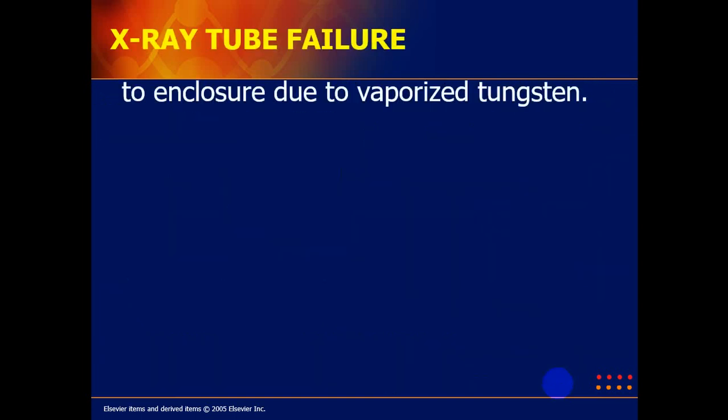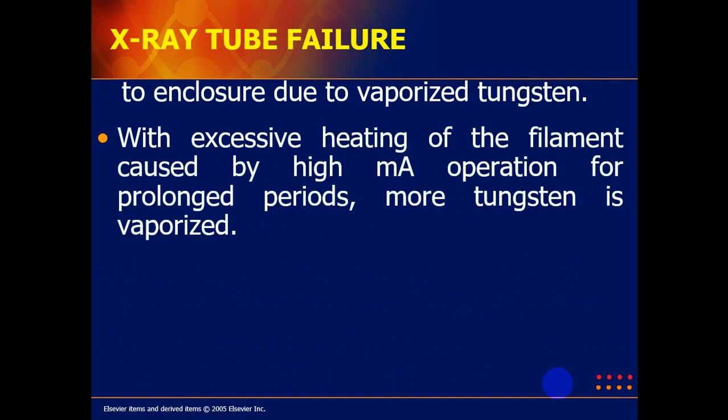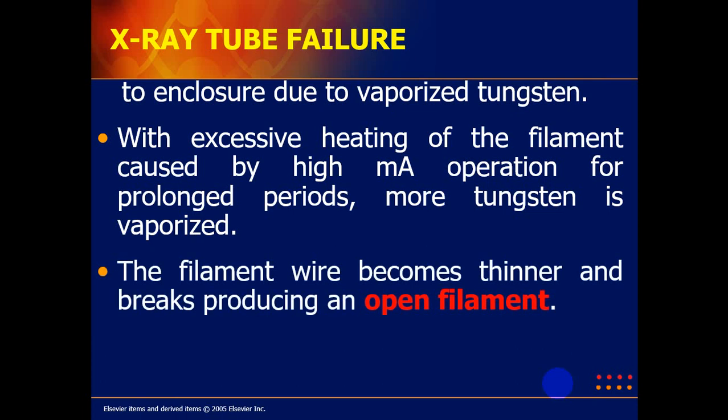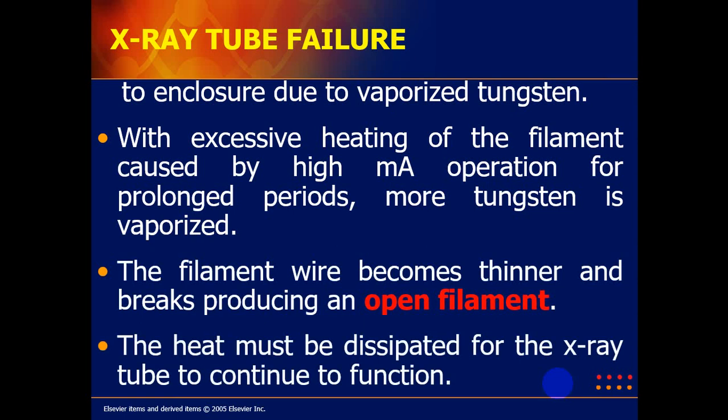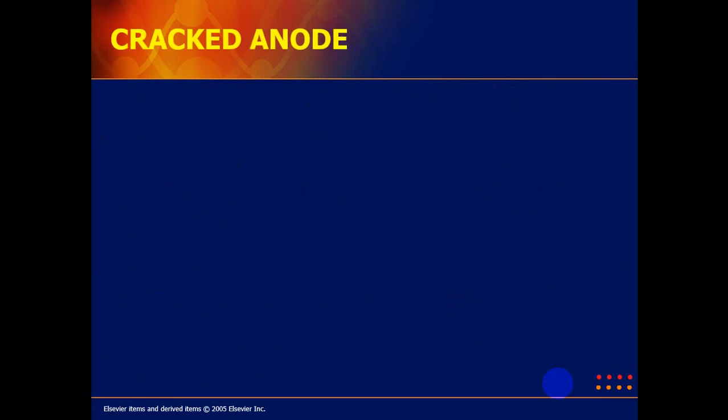to the enclosure due to vaporized tungsten. With excessive heating of the filament caused by high mA operation for prolonged periods, more tungsten is vaporized. So the filament wire becomes thinner and breaks, producing an open filament. The heat must be dissipated for the X-ray tube to continue to function.